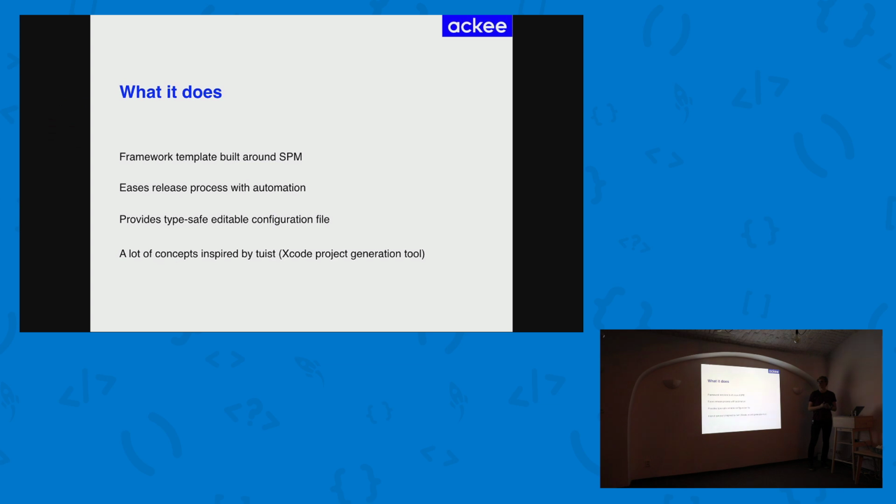And then it also helps you to ease the release process of your tool with automation, which means that you get to define the steps of your release process in a type-safe editable configuration file. I will get to it in a minute. And then you run a simple command, and it does all the steps for you. Also, a side note, a lot of concepts in this talk and in Tapestry have been inspired by Tuist, which is an Xcode project generation tool.